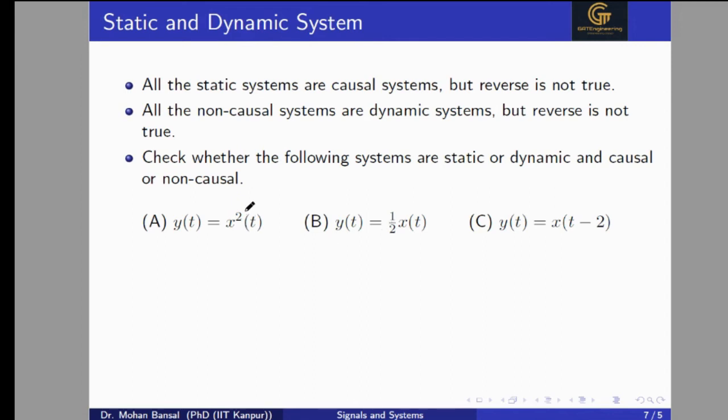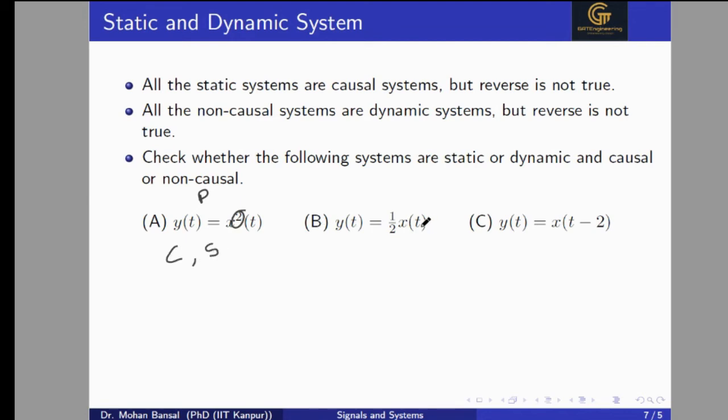y(t) equal to x squared (t). We don't bother about the square term here, we are just focusing on the time index. So y(t) equal to x squared (t). Here y(t) is depending only on t, that means depending only on the present value. So we can say that this system is causal as well as static.